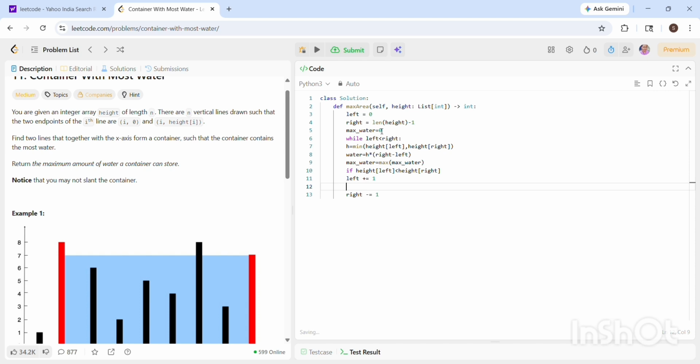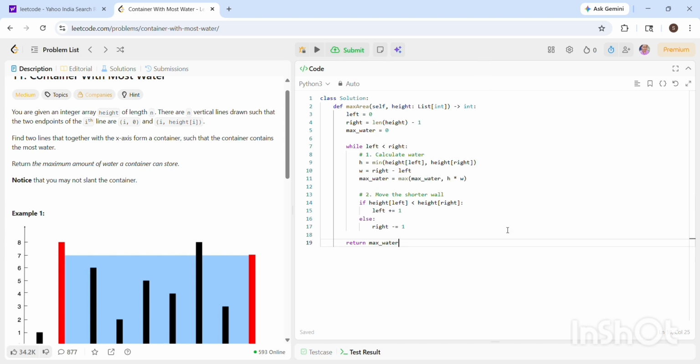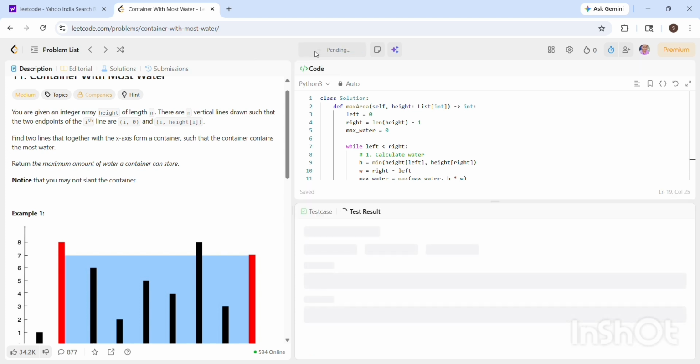Next we need to declare the return statement using the max water, which we initialized, to find the maximum water capacity. Now, by adding some comment lines to make it easy to understand, we execute the code and see the result.